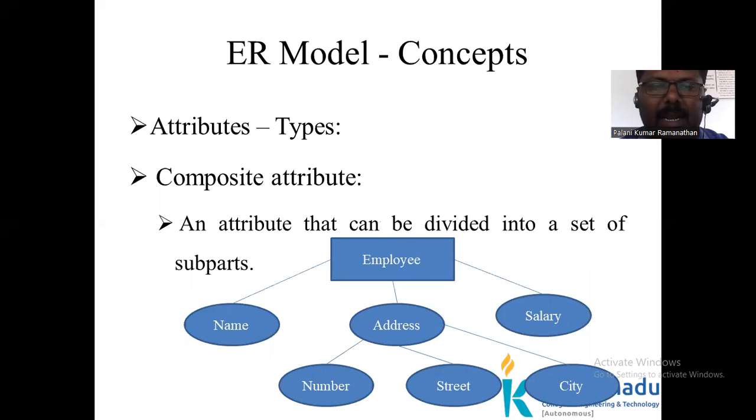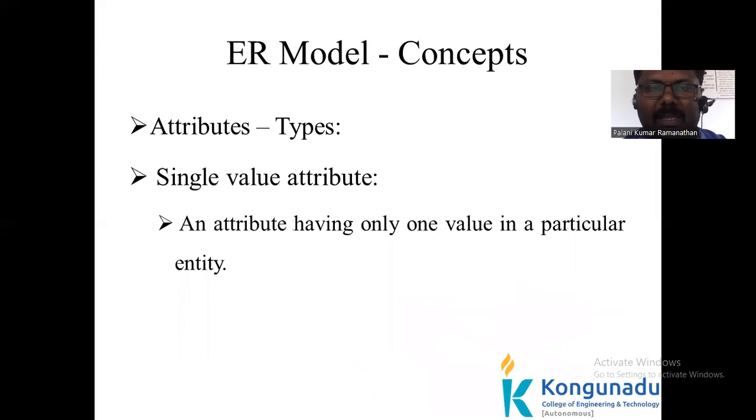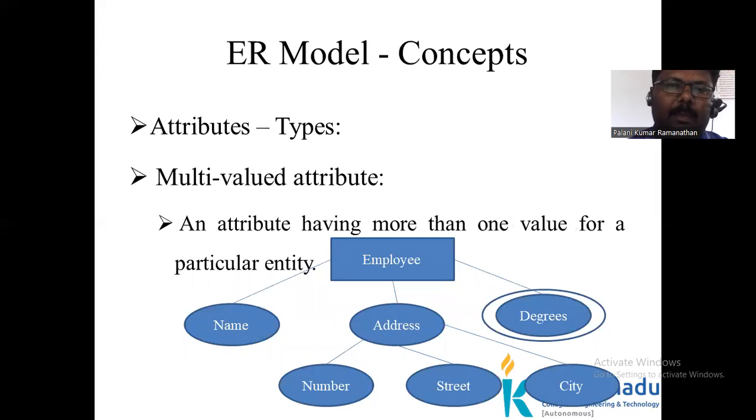Composite attributes: an attribute that can be divided into a set of subparts. For example, address can be divided into number, street, and city, and name can be divided into first name, middle name, and last name. Single-valued attributes have only one value for a particular entity. Multi-valued attributes have more than one value. Suppose some students have two mobile numbers; the mobile number is then a multi-valued attribute. Similarly, some employees have completed multiple degrees. Degrees are represented with a double oval symbol, which denotes a multi-valued attribute.